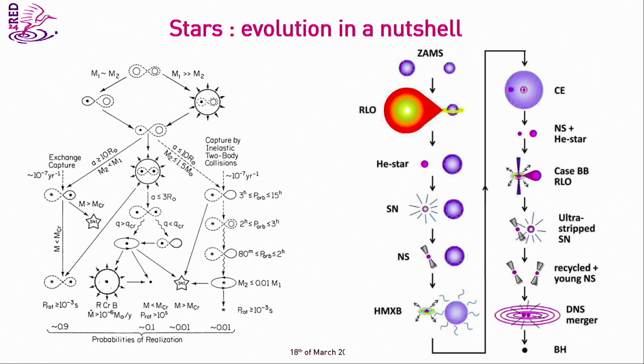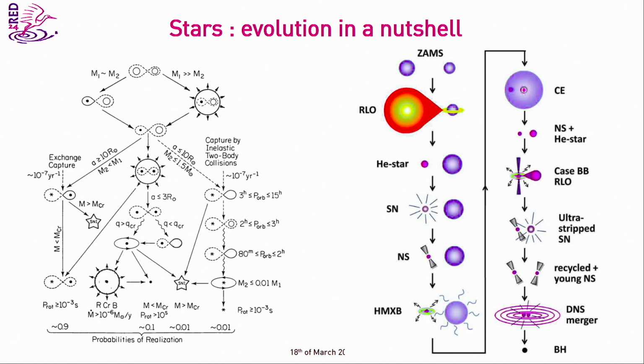These are two pathways for binary evolution. This is massive star evolution. If you have two massive main sequence stars, but with different masses, one will evolve a bit faster than the other one. It will become a giant at some point, and due to tidal interactions, part of its envelope will be stripped and will go to the other star. So you'll strip the star.